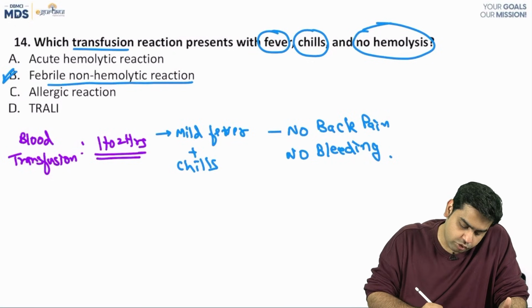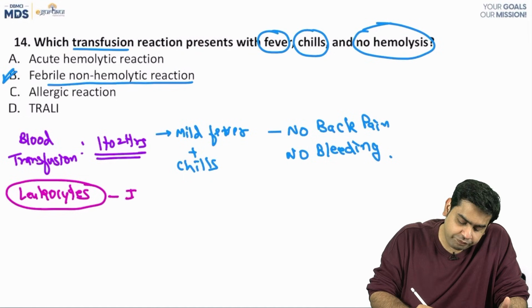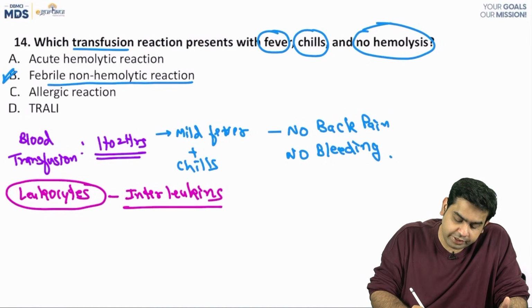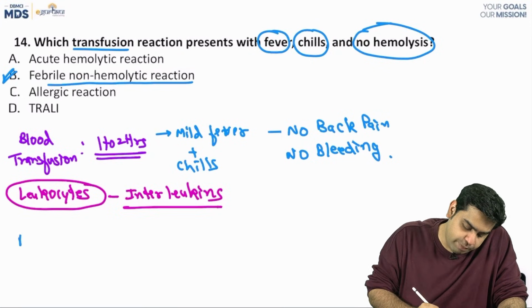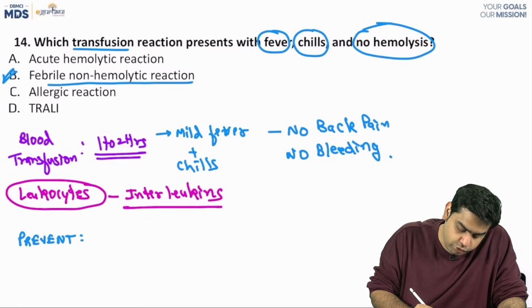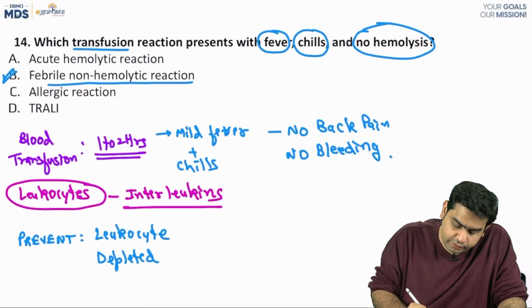Now this happens because of the leukocytes. These leukocytes, or the WBCs, release interleukin, and these interleukins are the ones responsible for the development of the fever. How can you prevent this? This is something important. You can prevent this if you use a leukocyte depleted red blood cell transfusion.